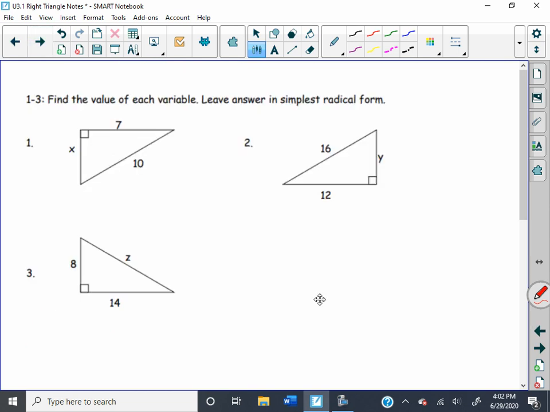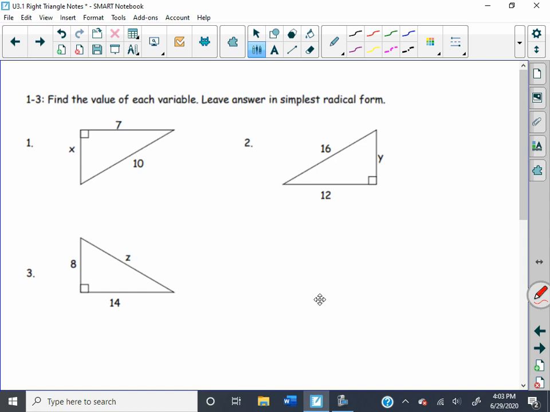All right, so let's keep going. So 1 through 3, it says find the value of each variable. Leave the answer in simplest radical form. So we're going to use our Pythagorean theorem, because we have two sides of a right triangle. And so again, just make sure the side that's opposite to 90 is your C.